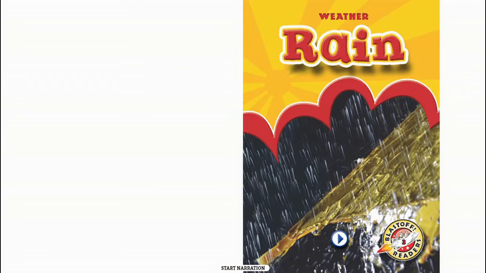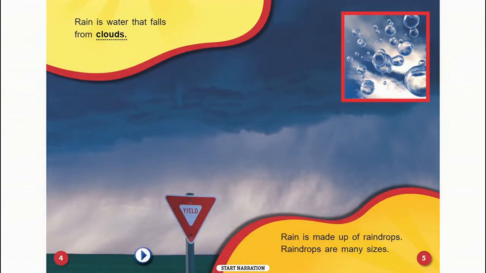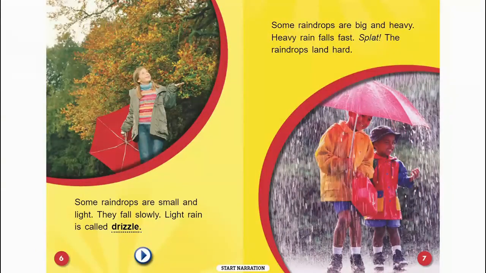Here's our story, all about rain. Rain is water that falls from clouds. Rain is made up of raindrops. And raindrops can be many different sizes. Some raindrops are small and light and they fall slowly to the ground. If it's raining really lightly, it's called a drizzle. It's drizzling outside if it's raining very lightly.